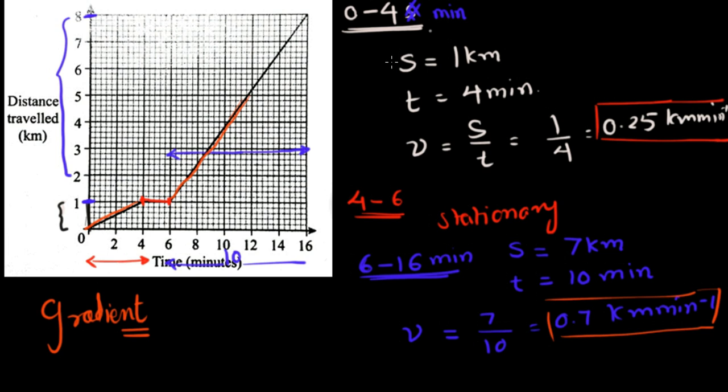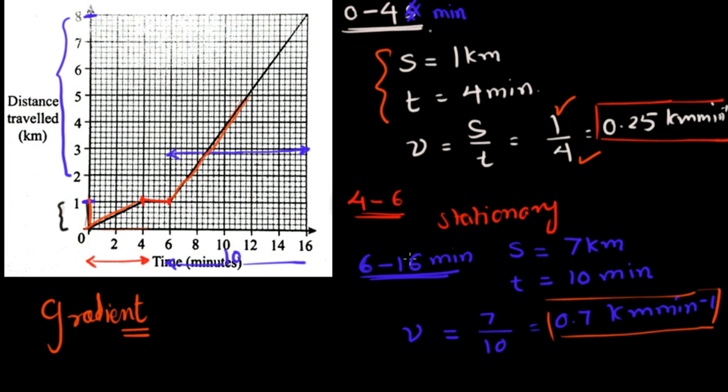So logically, if I have some sort of distance-time graph over here and I need to find out the speed between 0 to 4, I will calculate the gradient of that line. Gradient of that line is the rise over the run. So rise is 1 kilometer and run is 4 minutes. So that's 1 over 4 kilometers per minute, so that's 0.25 kilometers per minute.